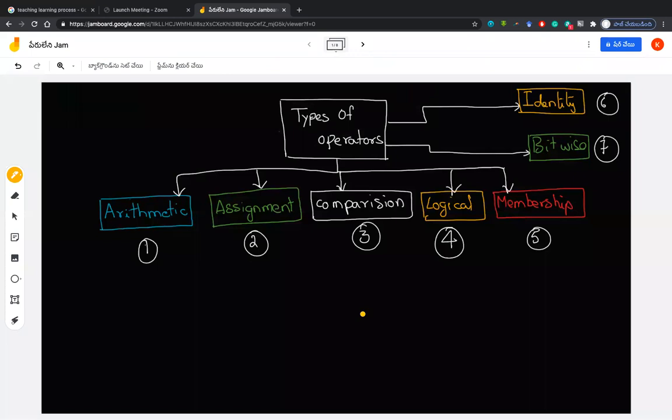Right? So the types of operators are arithmetic. We have seen what the arithmetic operators are: plus, minus, asterisk, slash, integer division, and power, that is 2 stars. And assignment operators.